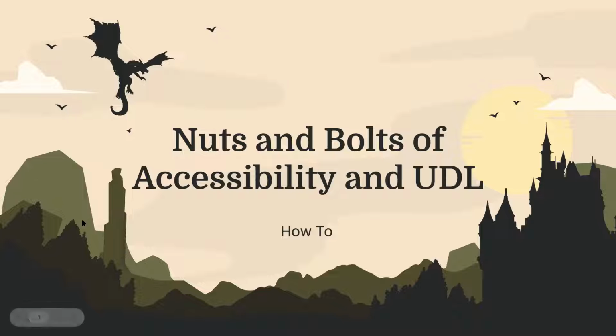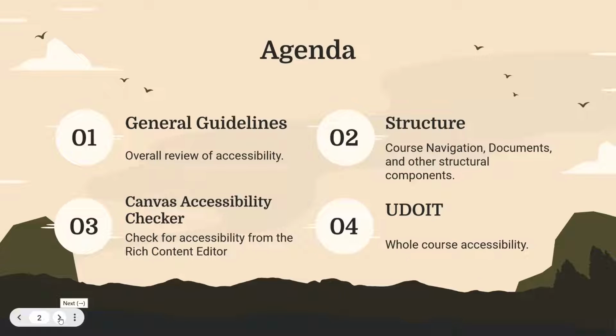So, nuts and bolts of accessibility and UDL. Today we're going to talk about the how-to. If you've been to the previous two, you know that we've covered the why and how we can incorporate many different aspects of UDL. But today we're going to get down to the nitty-gritty and the nuts and bolts. So we're going to go over the general guidelines. Then we're going to talk about structures, specifically in Canvas. Then we're going to talk about two specific Canvas tools, Accessibility Checker and UDoIt.